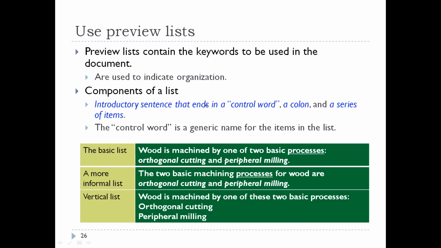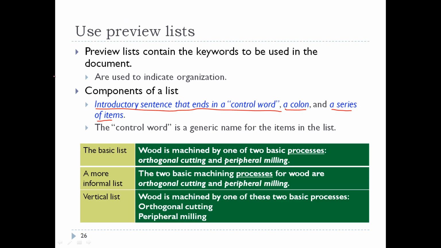What are the components of a list? Here we are introducing the preview list as a formal list. As a formal list, it has these basic components. First is an introductory sentence that ends in a control word, followed by a colon, and then a series of items. The control word is a generic name for the items in the list.